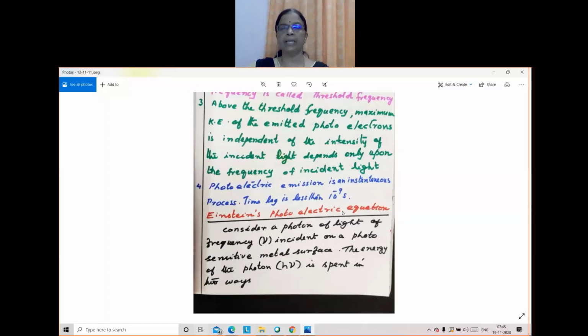But you should remember this time lag. It can come for 1 mark. What is the time lag between incidence of photon and the emission of electron? 10 raised to minus 9 second. Okay, that is the fourth law.